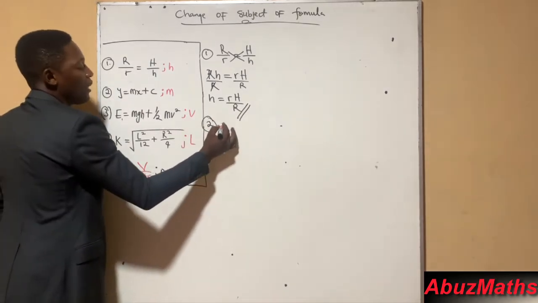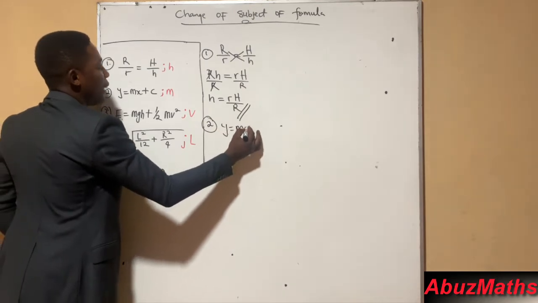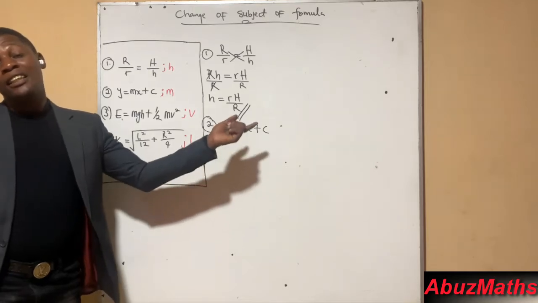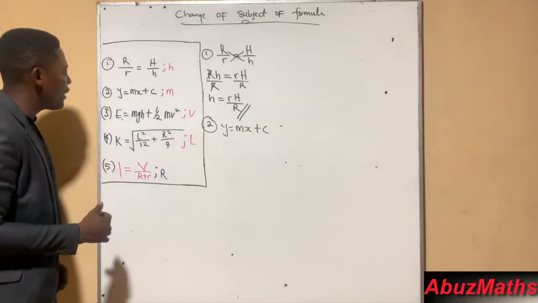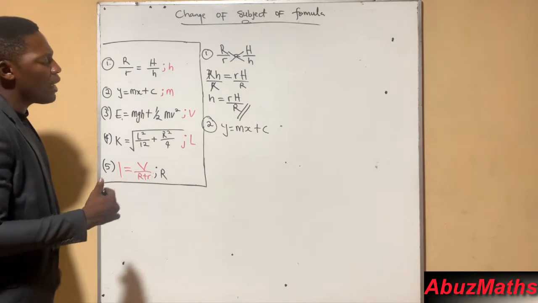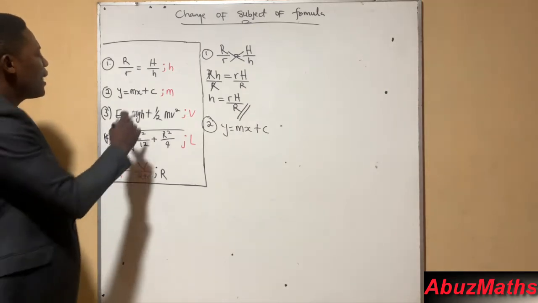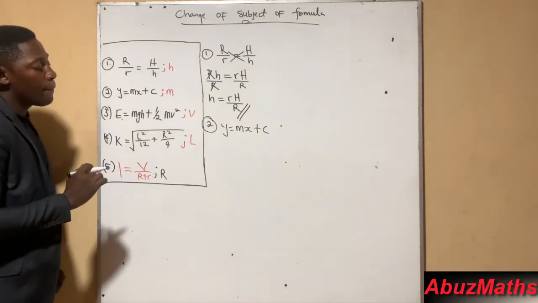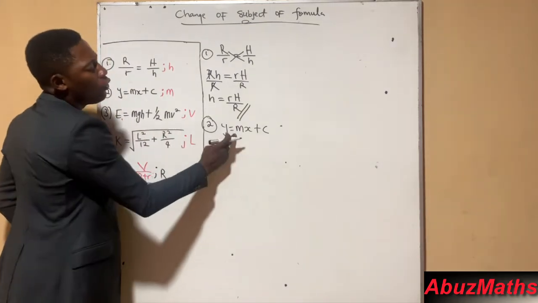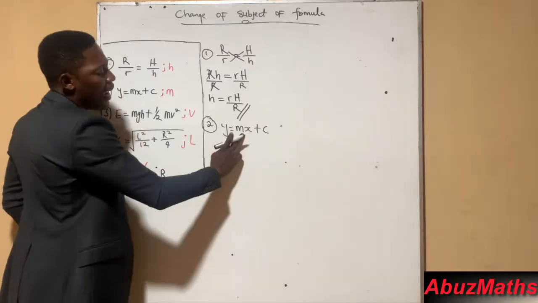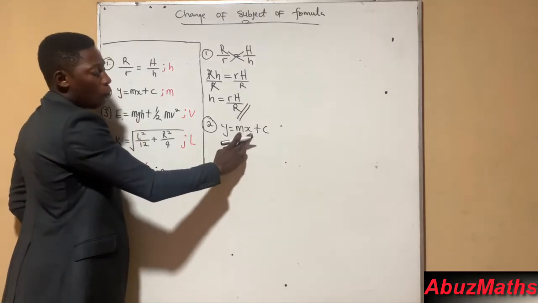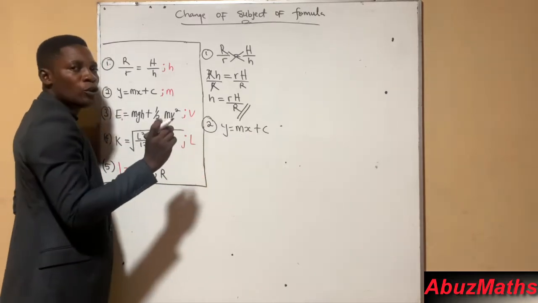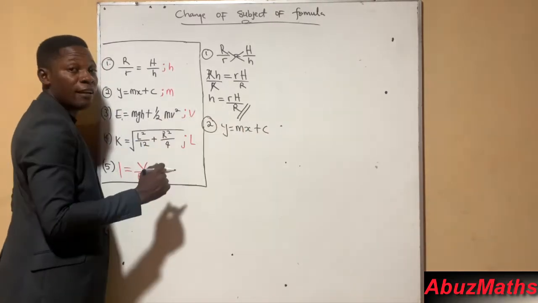Okay, now let's try question number 2. Number 2 says y is equal to mx plus c. This is actually the formula for the slope of a straight line graph. I have to make x the subject of formula. The first thing I do is look at the right hand side. I have m multiplied by x, and plus c. So I can take plus c out of here first.